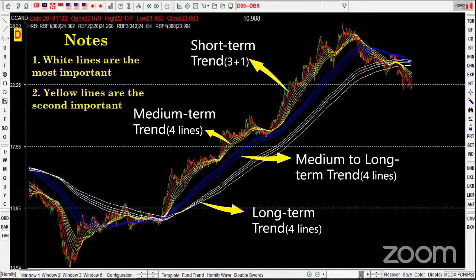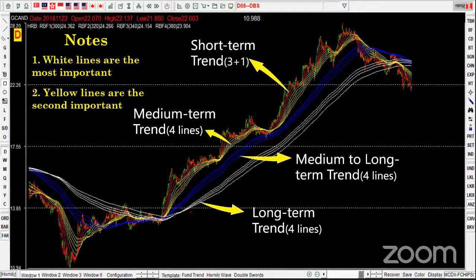And the green line, it has 1 single line as green because this is also a transition from short term to medium term. Just like the blue is the transition from medium term to long term, the green is a transition from short term to medium term. Okay, so about Homely rainbow, the white lines are the most important because they tell us the general direction for long term.